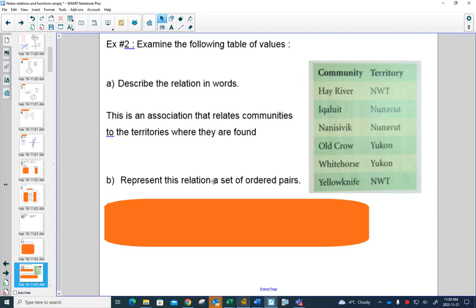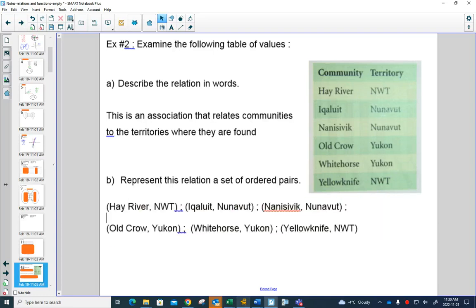What's the relationship when you think Winnipeg, you think? Manitoba. Could you write this as an ordered pair and would it be annoying? Yes. Good. What are you doing? No, just write out one. Do you think if you wrote out one, you could do the other ones? No. Totally. Probably not.